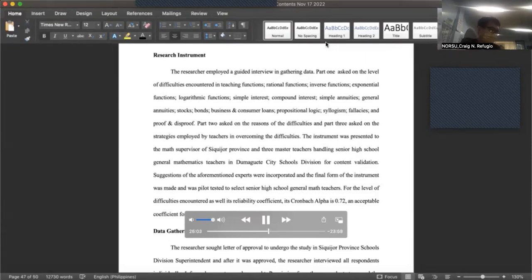During the validation, you are going to seek comments and suggestions to improve your research instrument. Once you receive the comments and suggestions, you are going to incorporate them into the final draft of your instrument. After that, you are going to undergo pilot testing. Why? Because you want to look at the readability of your instrument. Is it readable to the target respondents?